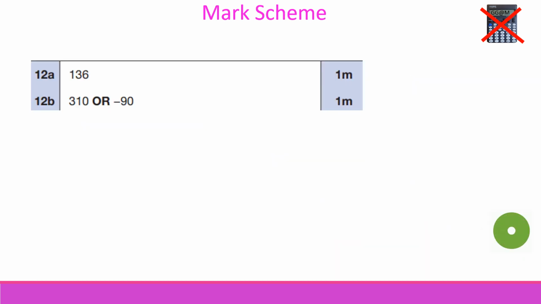The mark scheme on this question says the first part is worth 1 mark, and the second part is also worth 1 mark. But beware, there were 2 answers you could get for the second answer. Now I showed you how to get the answer of 310, but if you'd have started off with 110 and taken away the 200, you would have got minus 90. Now that is the more difficult answer to get. Either of these 2 answers are correct. It doesn't matter which route you went down.